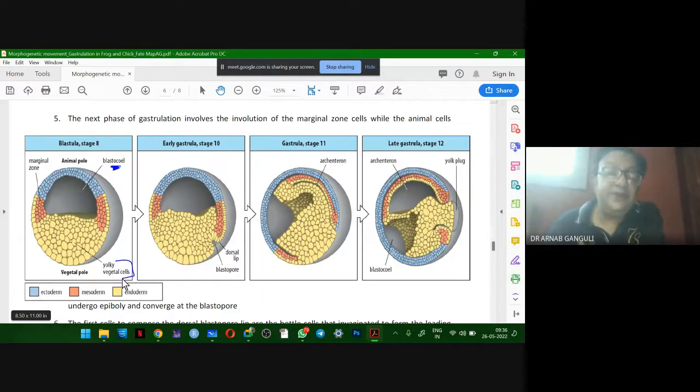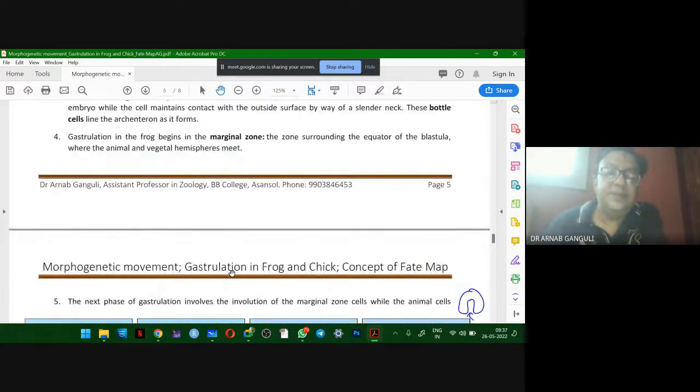The first thing which will form is that the cells will start invaginating from here. Invagination. And this hole which is formed, basically I am drawing it like this. So invagination has taken place. This hole is known as blastopore, and the lip is known as the dorsal lip of the blastopore. So let us see what happens.